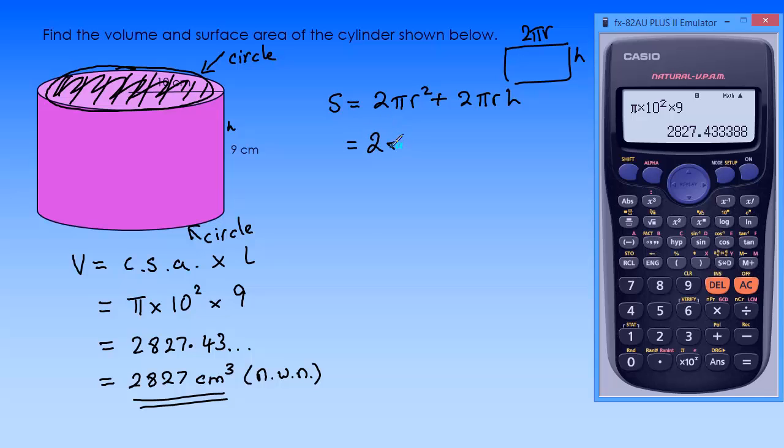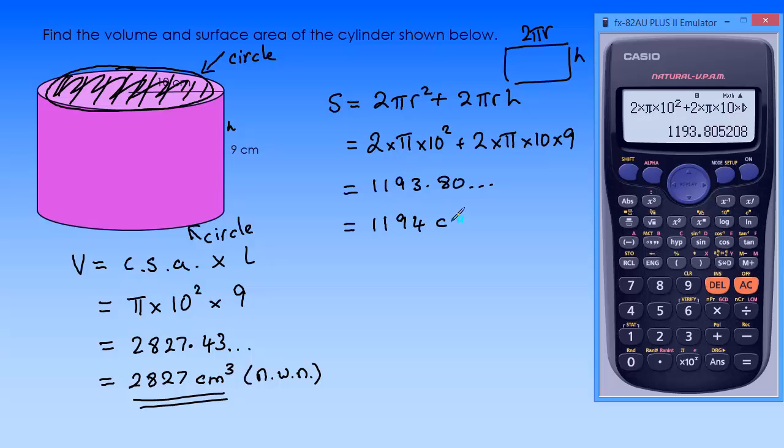So the curved surface area is 2 pi r h. So using the numbers we have, we've got 2 times pi times 10 squared, and then we've got 2 times pi times 10 times 9. And we just need to calculate that. So we have 2 times pi times 10 squared, add 2 times pi times 10 times 9, and that gives me 1193.80 and so on. Once again, let's give this to the nearest whole number. So that will be 1194, and it's an area, so it will be centimeters squared. And again, we gave that to the nearest whole number. And that's the surface area.